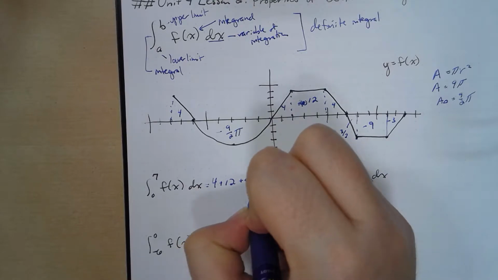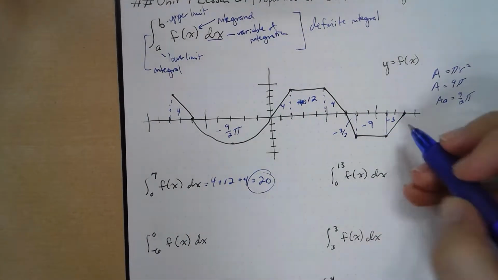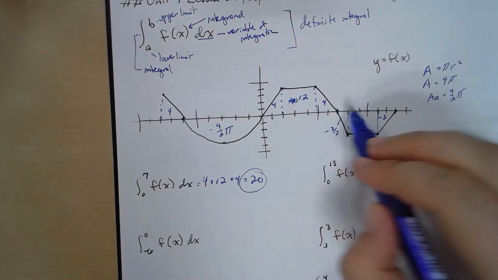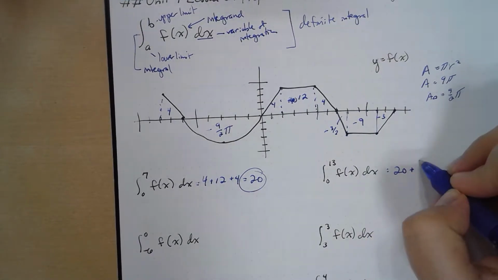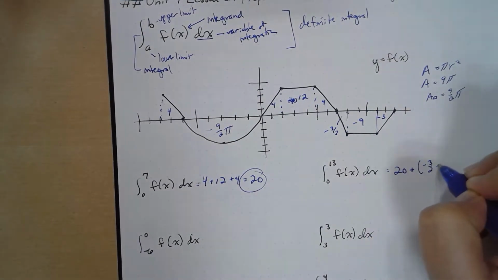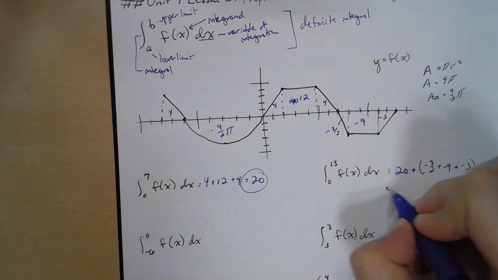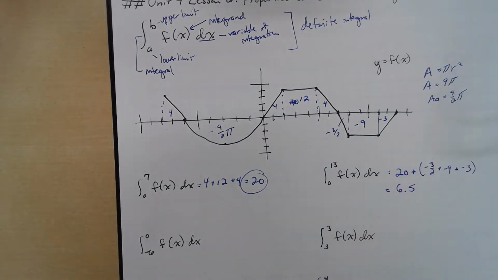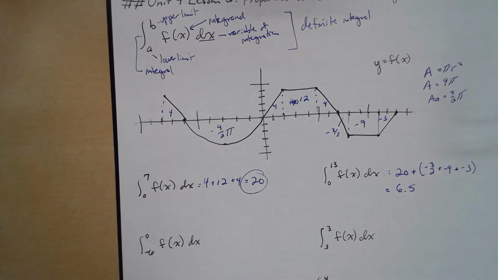4 plus 12 plus 4, that's just equal to 20. Boom, we did it. What about from 0 to 13? Well, from 0 to 13, I already calculated up to 7, which is 20, plus we've got a negative 3 halves plus a negative 9 plus a negative 3. If we add that up, I think we're going to have 6.5, right? Because you're going to have to add these and then subtract them from 20.